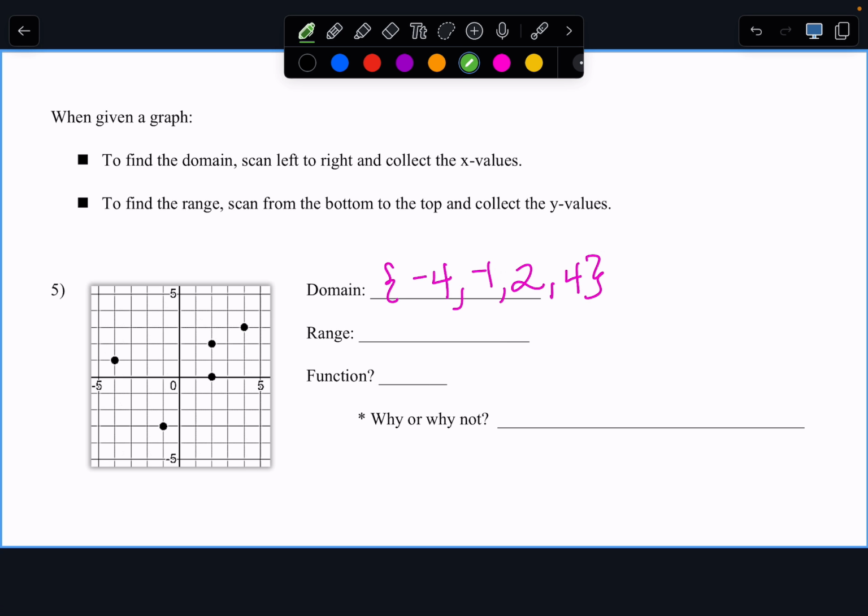Okay. Now, when we are looking at the range, we're going to start at the bottom and go from bottom to top and figure out where we have y values. So, oh, here's one. What's this y value? -3. And then I'm going to go up. And I hit one right here. What's that y value? 0. And then I hit one right here. What's that y value? 1. And then I hit this guy at 2. And then I hit this guy at 3.